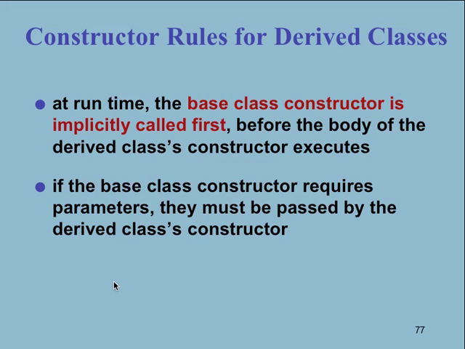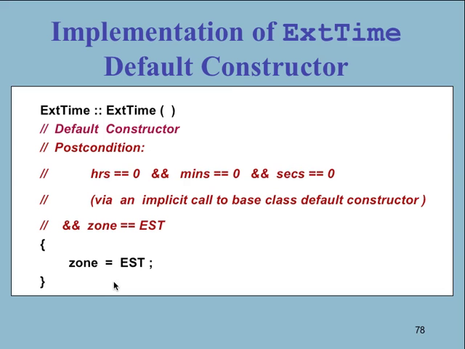So that's how we create an instance of time, and we also create an instance of extended time. So the object has 2 identities to it, actually. It's an extended time, but it's also a time. And both constructors will actually execute. So if the base class constructor requires parameters, then they have to be passed to it from the derived class constructor. And the parameters go down the chain to the base.